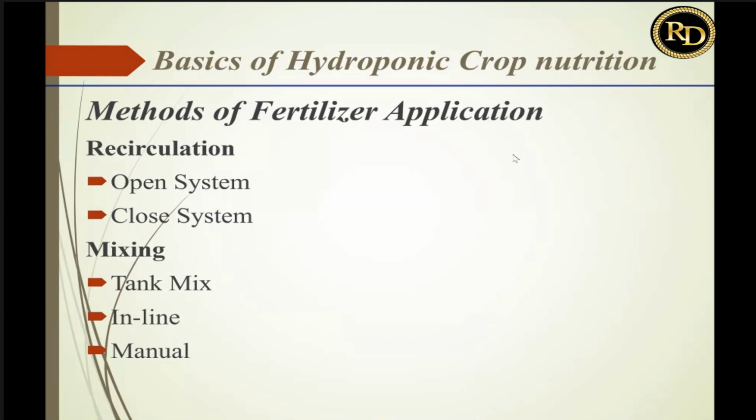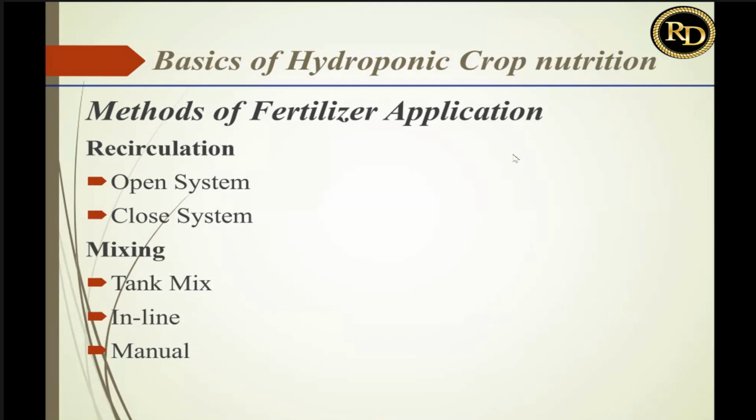A closed system is where the leached or excess water or nutrient solution comes back to your basic tank or supply tank, after adjustment of EC and pH. That is also one of the most important things in hydroponics. Electrical conductivity and pH are the two parameters which, as a grower, you need to maintain at the optimal target level. So that is the closed system in fertilizer management.